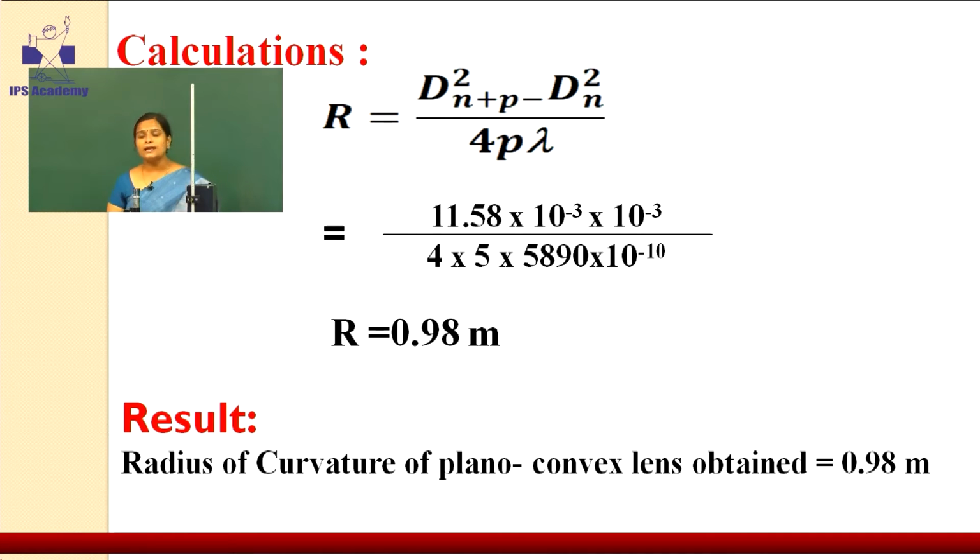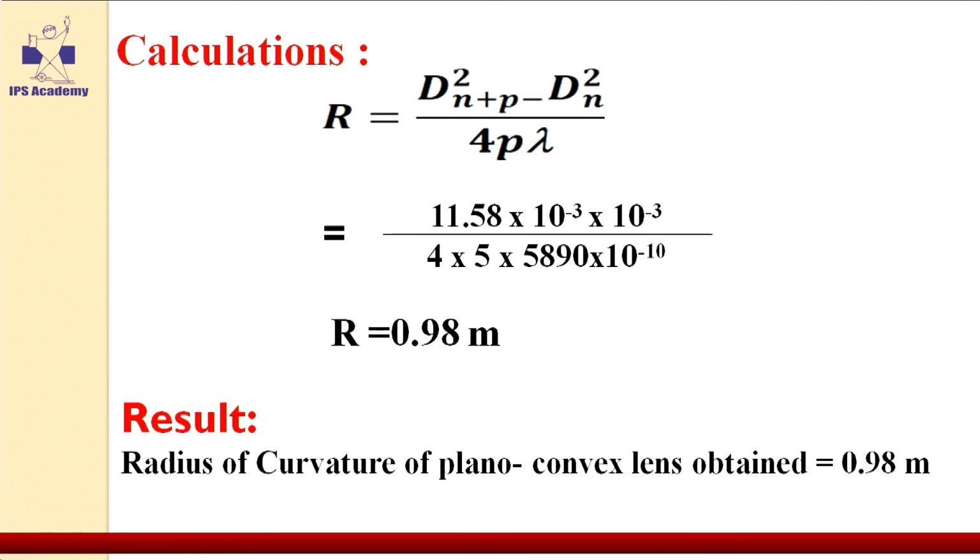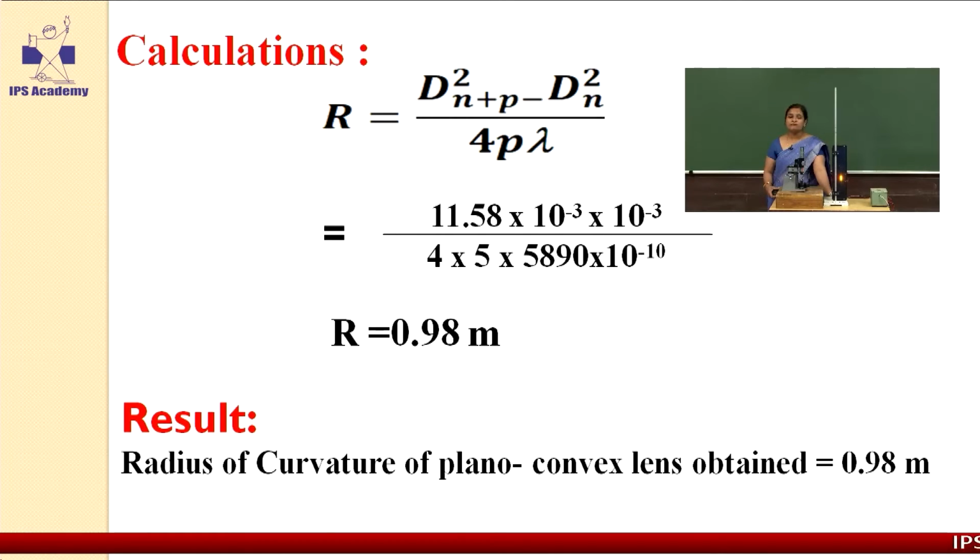Hence we have written 10 raised to power minus 3 into 10 raised to power minus 3 over 4p lambda. P is 5. We have used P5, so we have written here 5. And lambda is 5890 angstrom. So 1 angstrom is 10 raised to power minus 10 meter. Okay, now when we solve this, R will be equal to 0.98 meter. So this is the radius of curvature of the plano-convex lens.